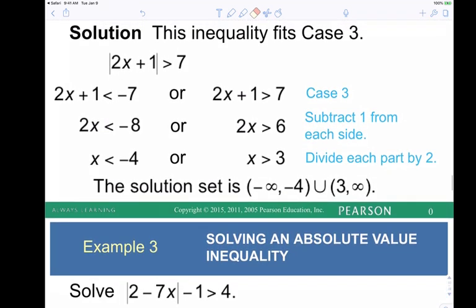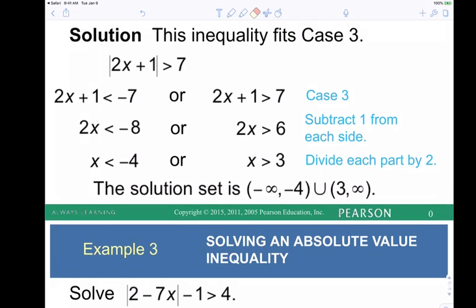All right? So now here, how is this one? How can we make this one look like, in this example 3, how can we make this look like something that we've already done? What could we do? Right. So she said, isolate the absolute value. So add 1 to both sides. That's exactly what you do.